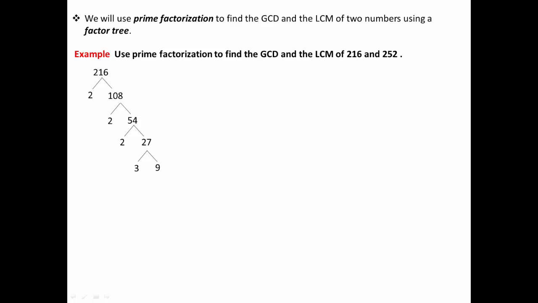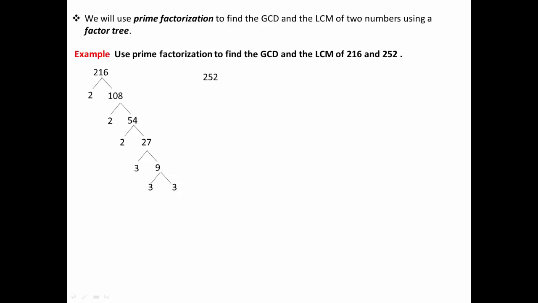Finally, since 9 is divisible by 3, and 3 times 3 is 9, the next two branches will both be 3. Since the last two branches are both 3, and 3 is a prime number, we can stop. Next, we will find all the prime factors of 252.